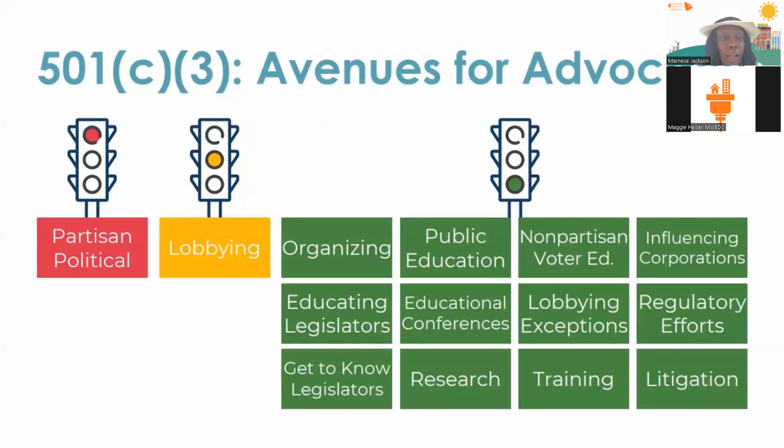So the avenues for advocacy: you start with partisan political lobbying, which is the yellow light. And I love this because when you get to the green light, you're doing a whole bunch of things like organizing, providing education, nonpartisan voter education, influencing corporations, educating legislators, attending educational conferences, lobbying exceptions. If you're in the environmental movement, you participate in regulatory efforts, and then you get to know your legislators. And then, of course, we all have to back it up with research, training, and then litigation.